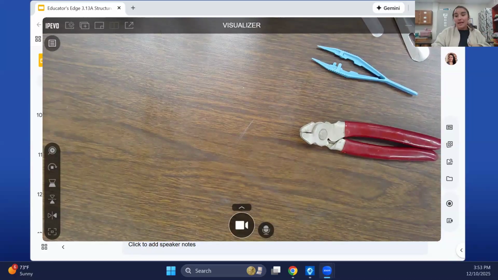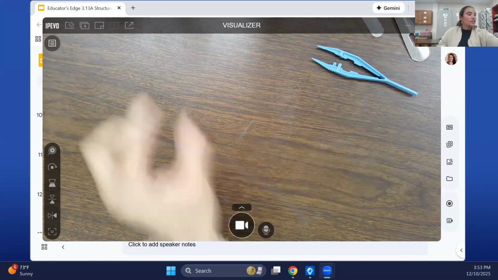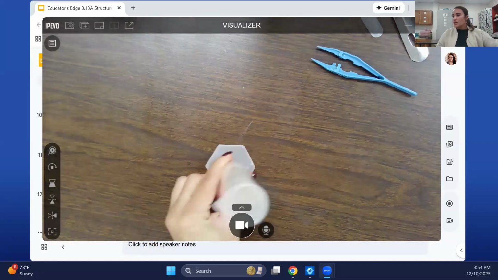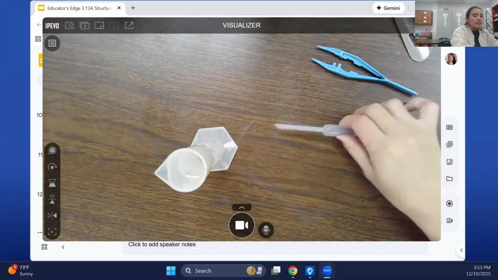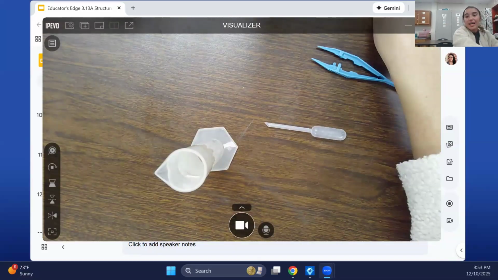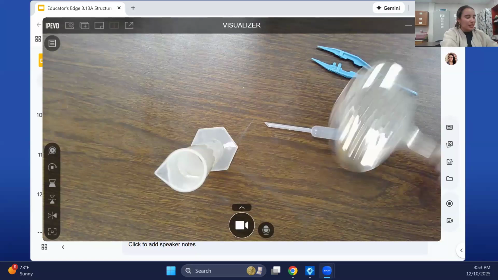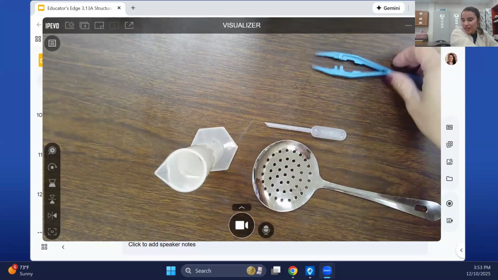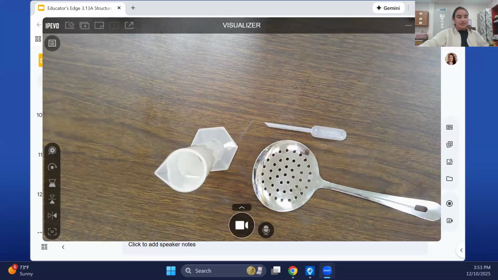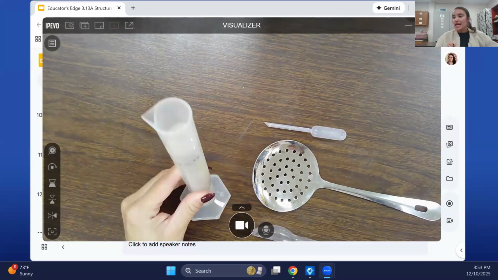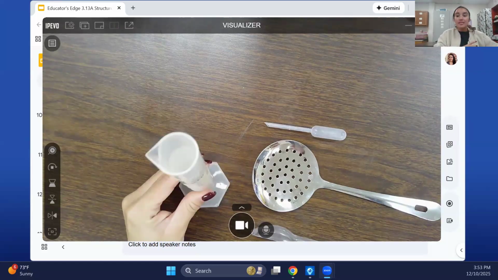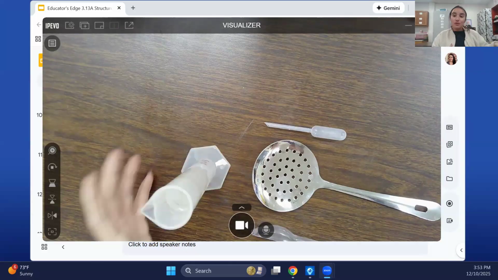Now I'm going to have you take out your materials with your team. You have the graduated cylinder along with a cup of water. Your tools are the pipette, a strainer, and the tongs. Yours might not look exactly like mine, and that's totally okay. If you can take out those tools, you're going to have a graduated cylinder that is full of water. That's going to represent nectar. So that's the food source of nectar.